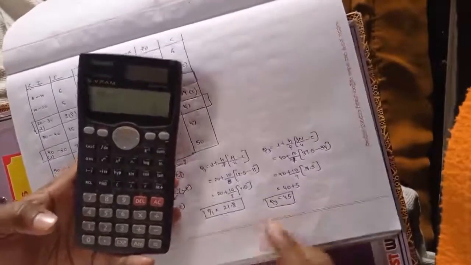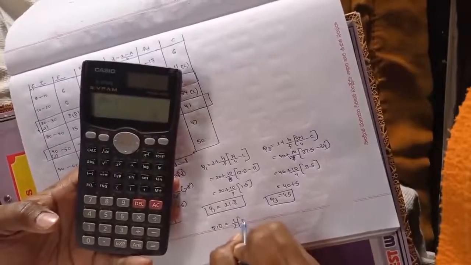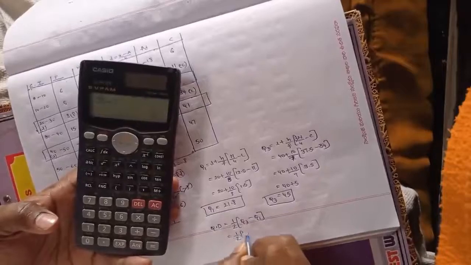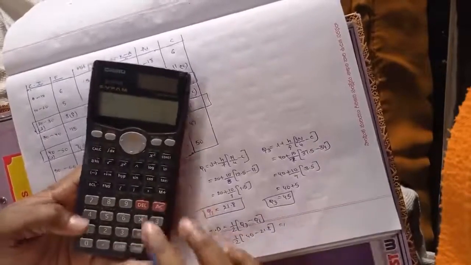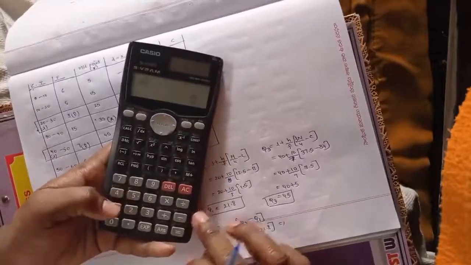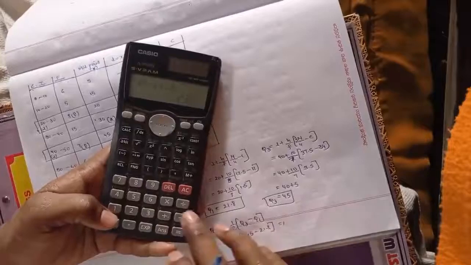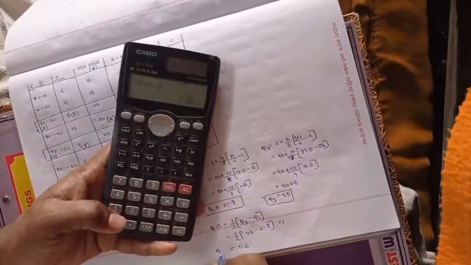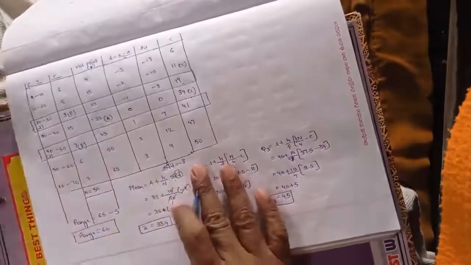Now solve for quartile deviation, that is half of Q3 minus Q1, that is 1 by 2 of 45 minus 21.8, which is equal to 45 minus 21.8, which results to 23.2. Now divided by 2, we will get 11.6. So this is our QD, that is quartile deviation is equal to 11.6. So we are done with the quartile deviation also.